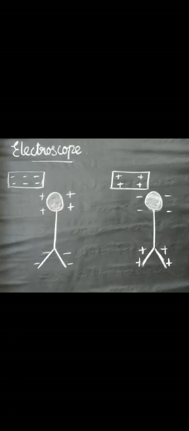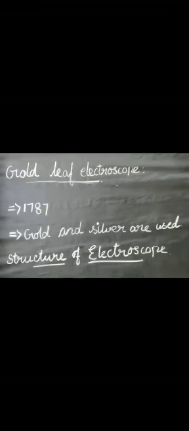So this is some of the introduction to the electroscope. Next, the gold leaf electroscope. The gold leaf electroscope was developed in the year 1787 by a British scientist named Abraham Bennett. Gold and silver are used in the electroscope because they are the best conductors of electric current.